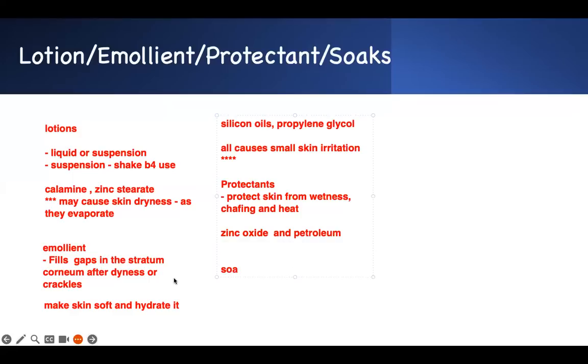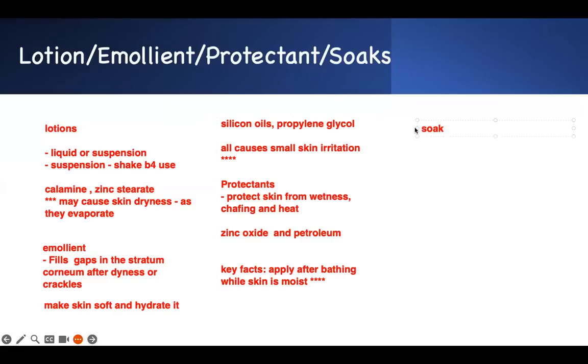Then soaks, for lotion, emollient, and protectant, there's a key fact. Okay, key fact: apply after bathing while skin is moist. Don't completely dry yourself, otherwise you make the skin too dry. So this is a key fact. All of them you apply when your skin is still moist. Don't wipe dry completely.